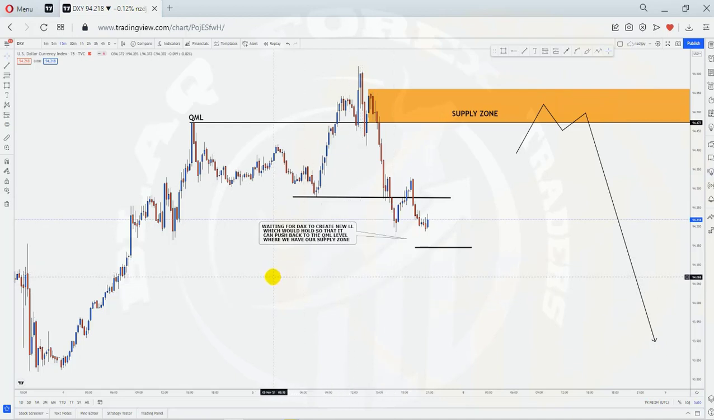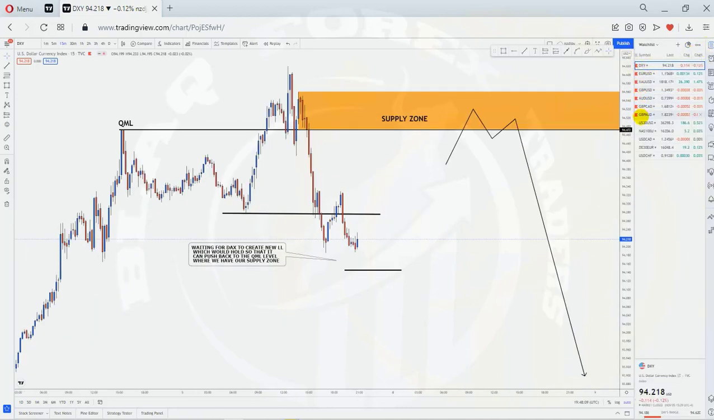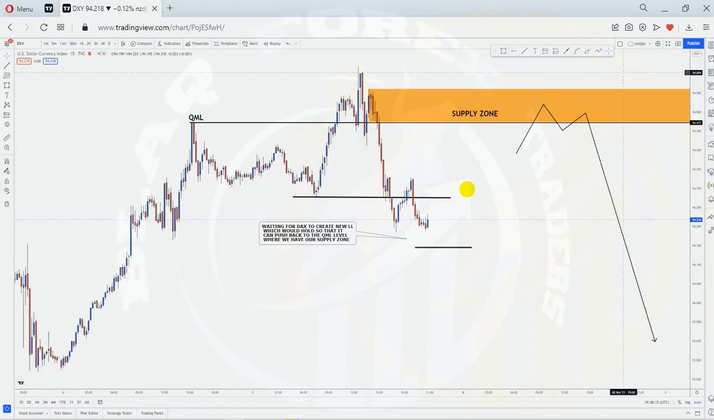In this video I'll be analyzing some currency pairs for you. As you can see here, these red tagged currencies are the ones that I'll be analyzing. I'm going to start with DAX here.